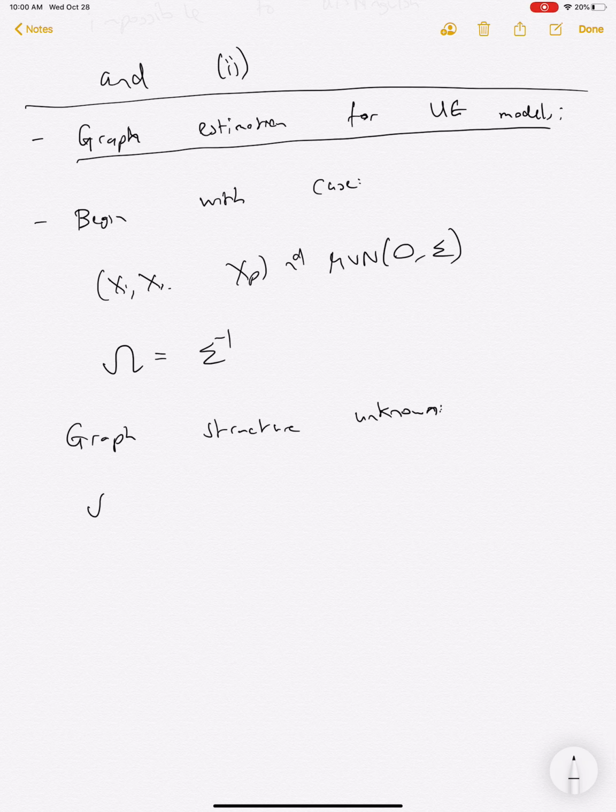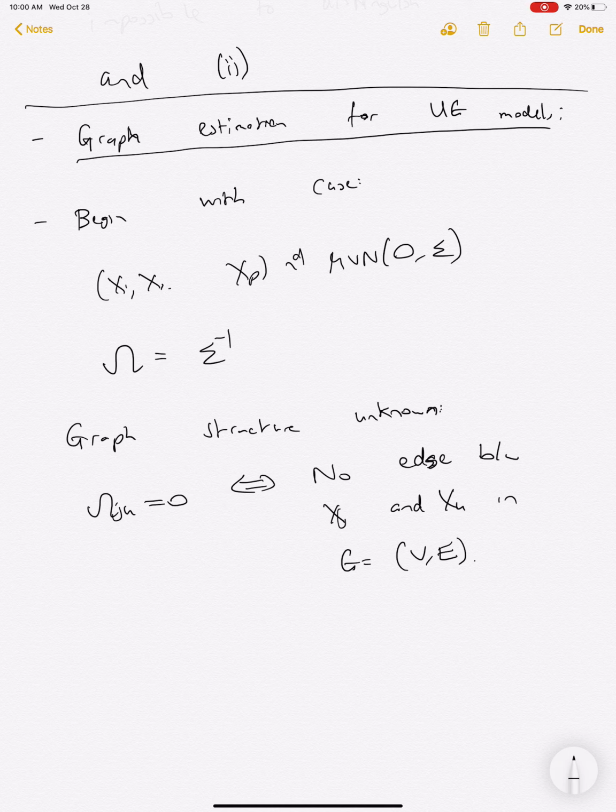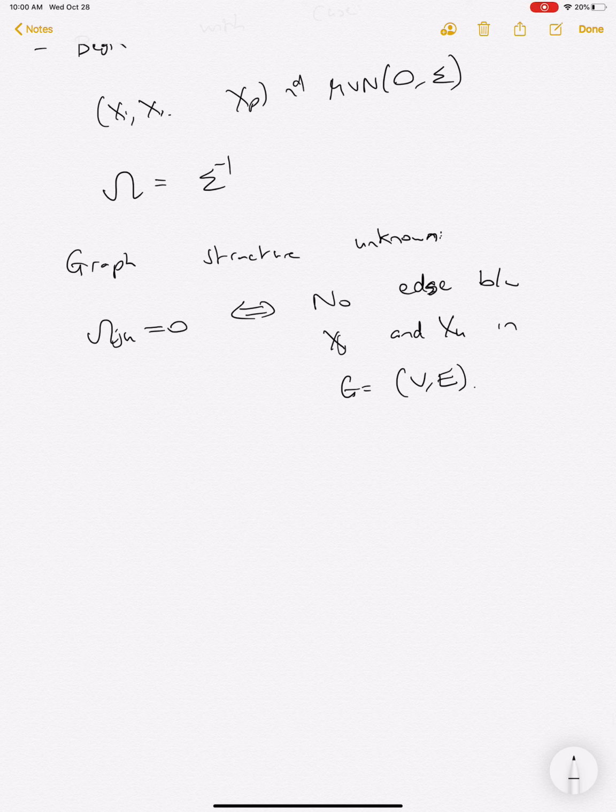But we know that omega jk is equal to 0 if and only if there is no edge between xj and xk. This is really important because in G, which equals (V, E), this is really nice, because it gives us a procedure, at least in theory, of estimating the graph structure.